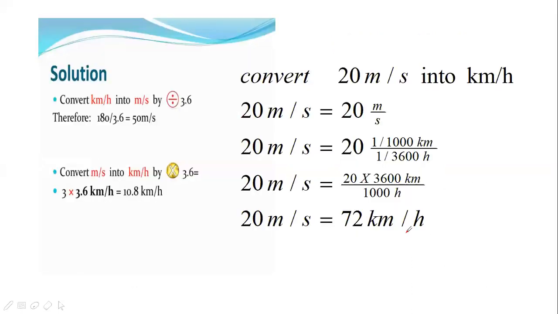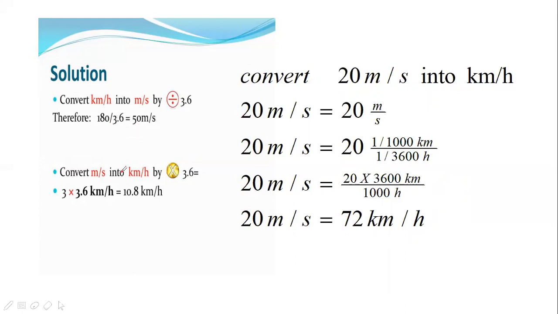Now convert kilometer per hour into meter per second. If you want to convert kilometer per hour into meter per second, you will make division by 3.6. For example, we want to convert 180 kilometer per hour into meter per second. We will divide it by 3.6. So we will get 50 meter per second. This is the shortest way.